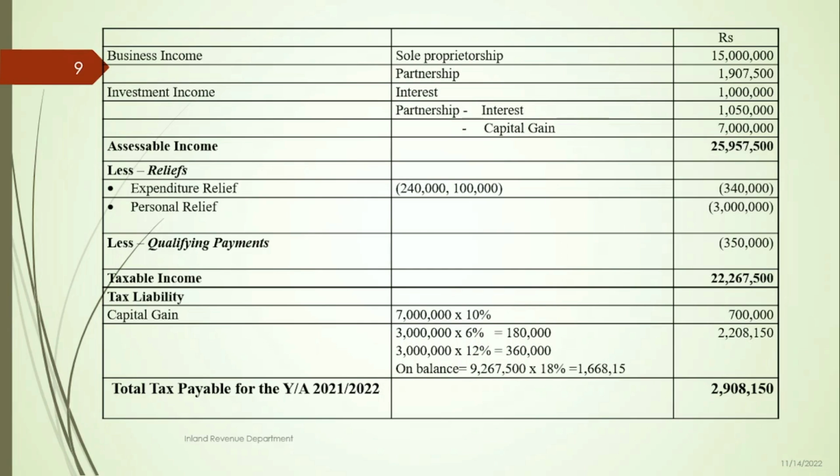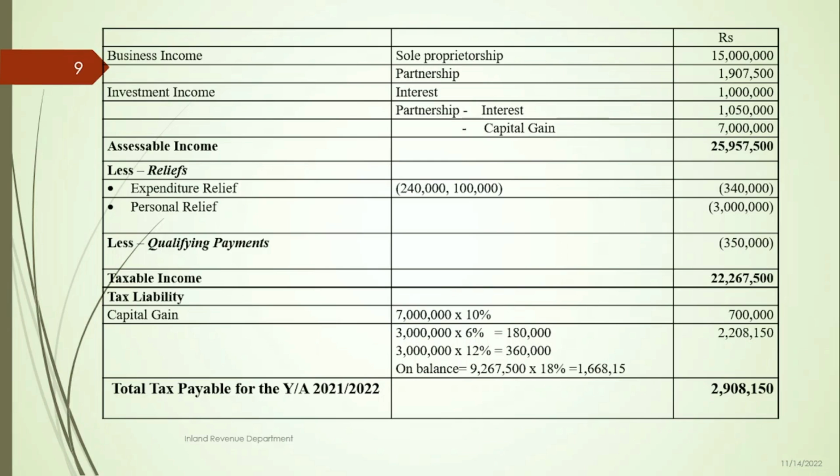And she can deduct qualifying payments. This qualifying payment is done by the partnership. Her share is 350, so she can deduct that 350,000 as qualifying payment when she is calculating her own tax liability. After deducting reliefs and qualifying payments from the assessable income, she will have 22,267,500 as a taxable income. From that taxable income, she can calculate her tax liability.